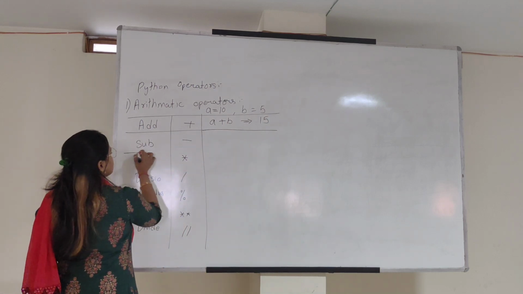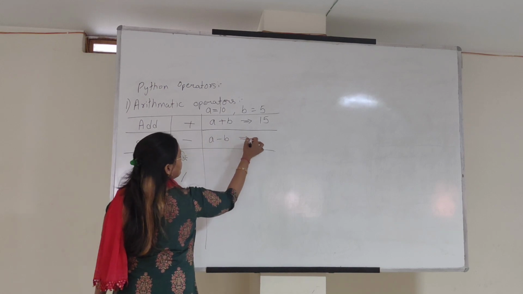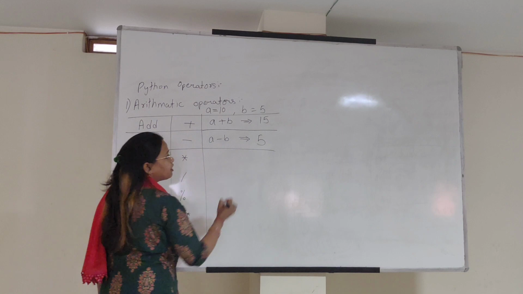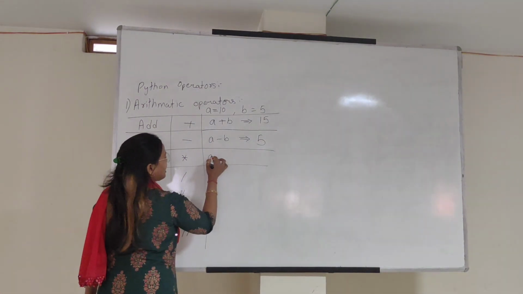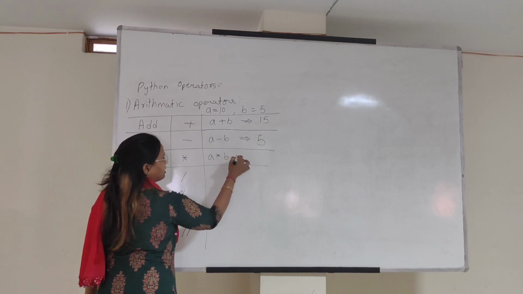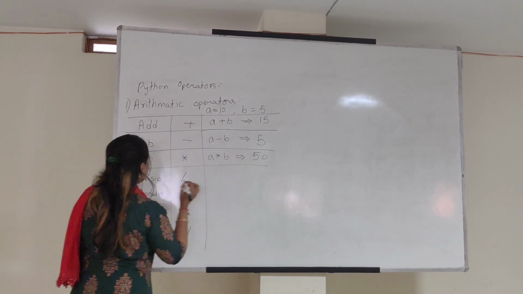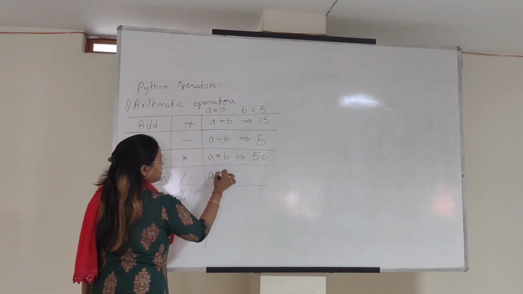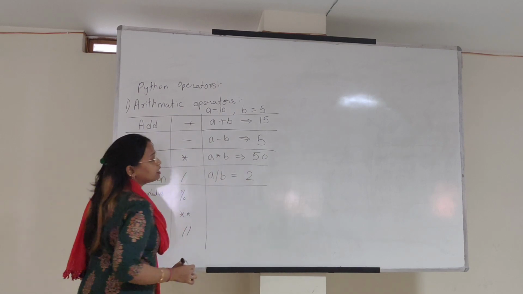Okay, the next is subtraction, A minus B. If I perform 10 minus 5, it will be 5. The next operation is multiplication, A multiplied with B, and the answer will be 50. The next is the division operation, A divided by B. So if I divide 10 by 5, the answer will be 2.